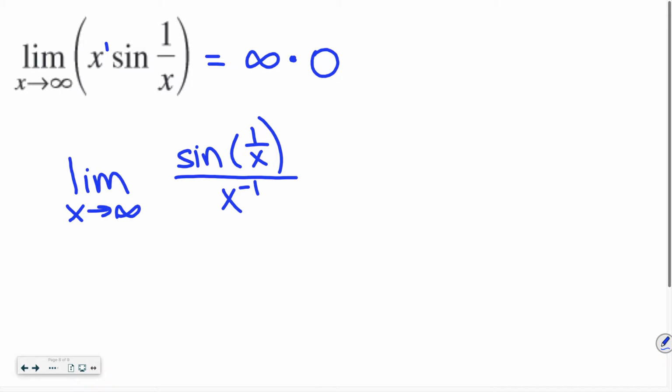Okay, so now what happens? 1 over x goes to 0. Sine of 0 is 0. X to the negative first is 1 over x. 1 over x towards infinity is 0. So now we have our fraction that we can use L'Hopital's rule with.